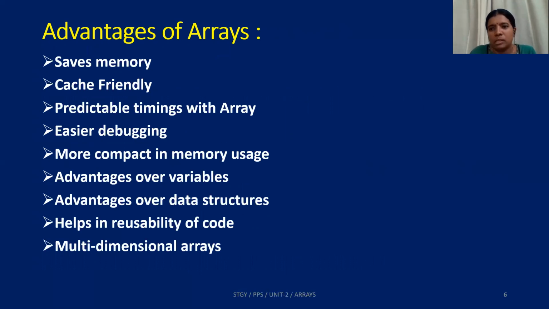Advantages over variables that we have already seen: I can't write 10 variables and 10 %d's inside scanf. Advantages over data structures that are non-linear: non-linear arrangement is a little tough to deal with, whereas arrays provide a linear, sequential arrangement, which helps the usability of the code, and they support multi-dimensional options also.